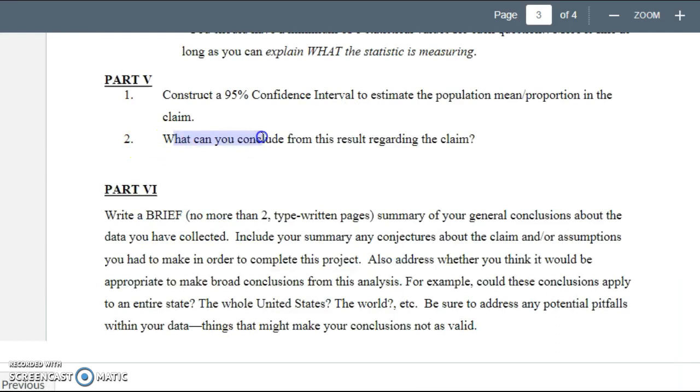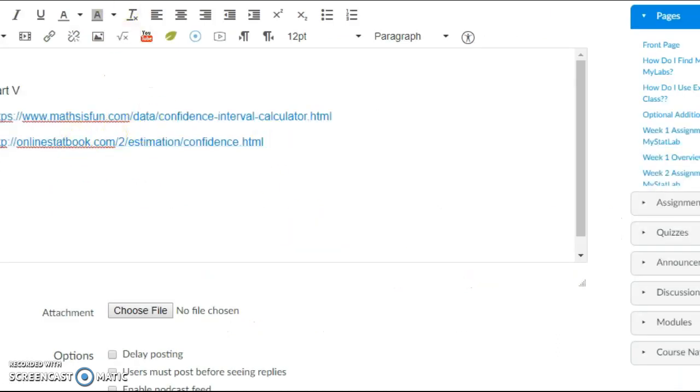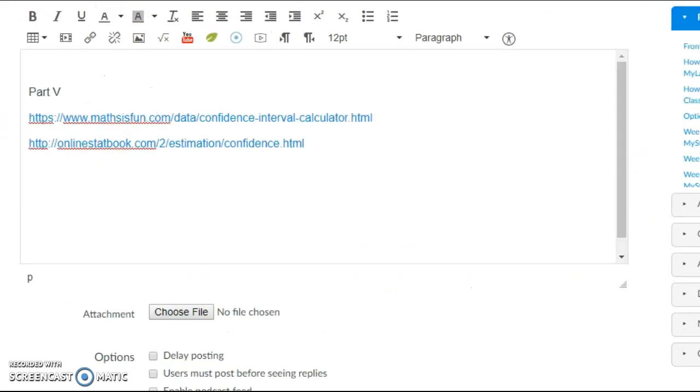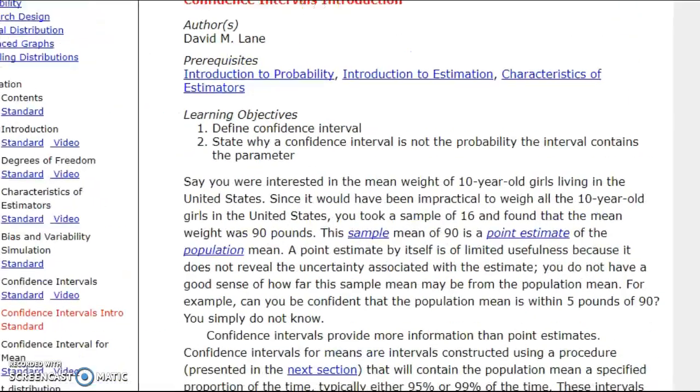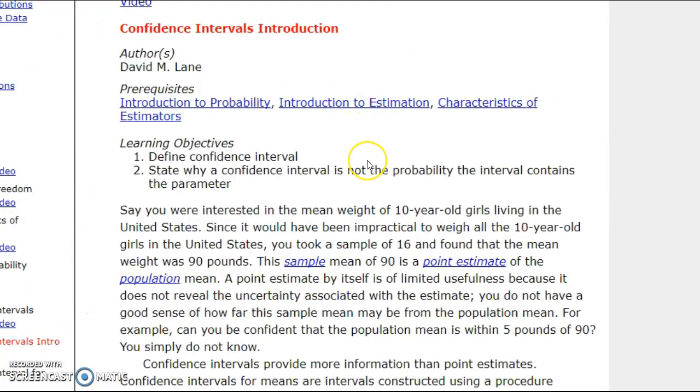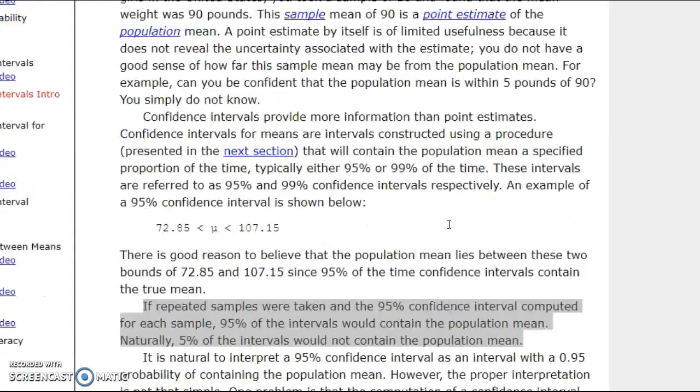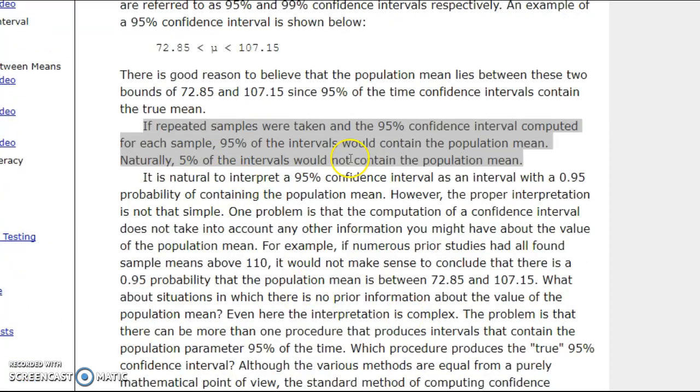What can you conclude from this result regarding the claim? I'm also including a second link, to an online stats book. This confidence interval introduction is great. It's really telling you what it means. If you scroll down a little bit, you're going to see that if repeated samples were taken and the 95% confidence interval computed for each sample, 95% of the intervals would contain the population mean. So that's what it's really saying.